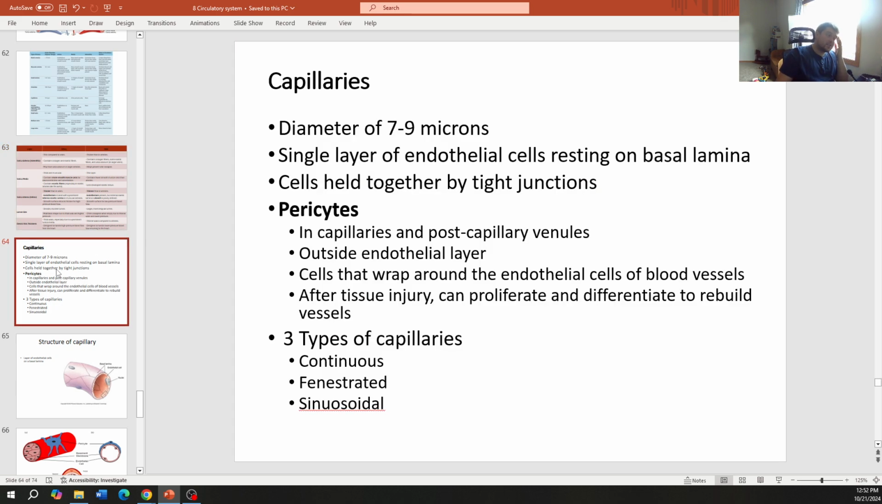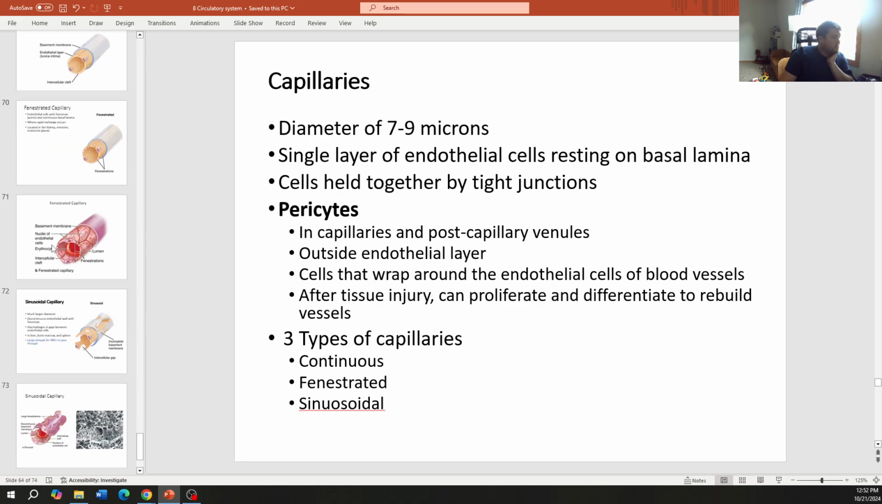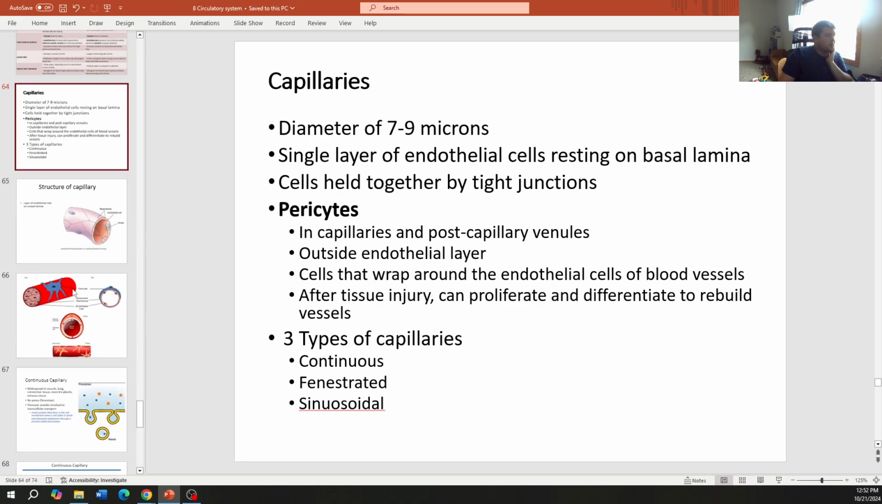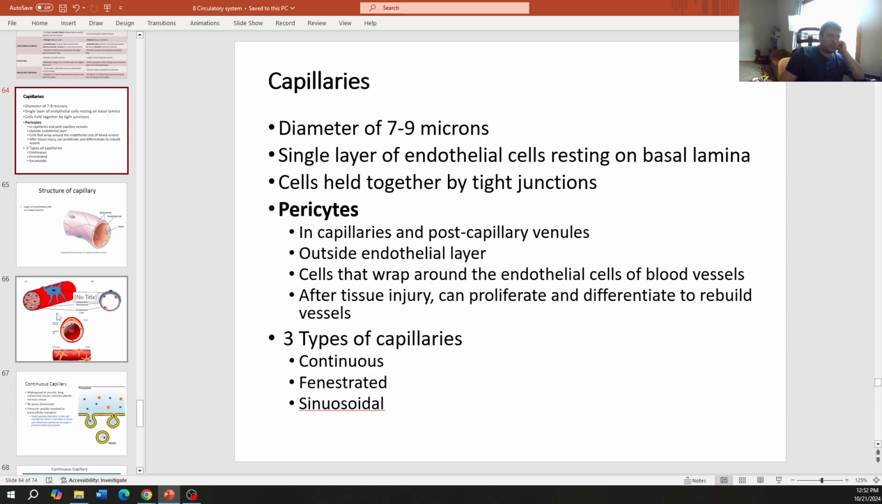Now capillaries. This is where we spend a little bit more time, because there are some very important things about capillaries, and there's a little bit more difference between the types of capillaries. Capillaries have a diameter of 7 to 9 microns. That's very small. A lot of capillaries are even smaller than red blood cells themselves. That's why those red blood cells have that specific protein to let them bend and form into that shape. I don't remember the name of that protein right now.